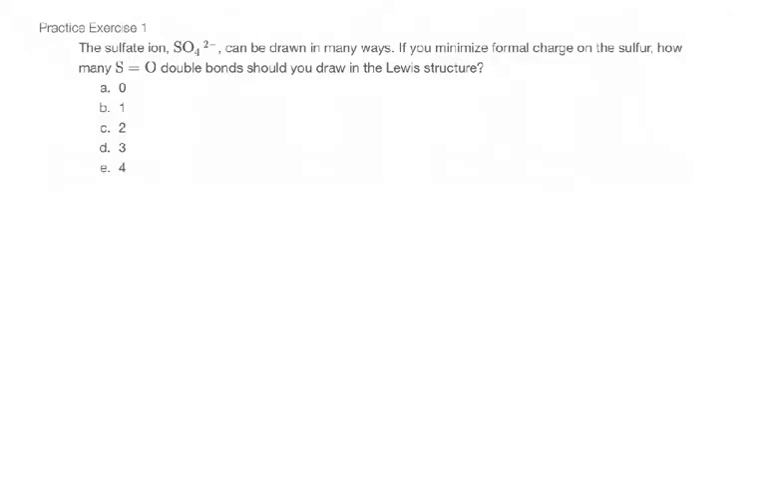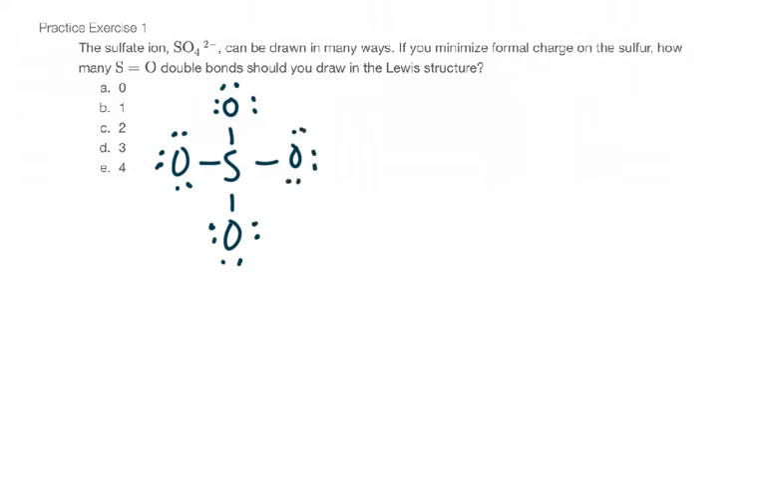Sulfate can be drawn in multiple ways. Let's minimize formal charge on the sulfur. So our goal is to minimize the formal charge on the sulfur. When you draw sulfate originally, it looks like this. This is a valid structure using Lewis dot structures. If you follow your valence rules and how to draw the Lewis dot structure, you would get this, and this would be a perfectly valid molecule. This one would follow the rules.